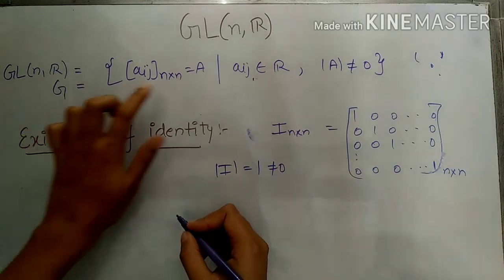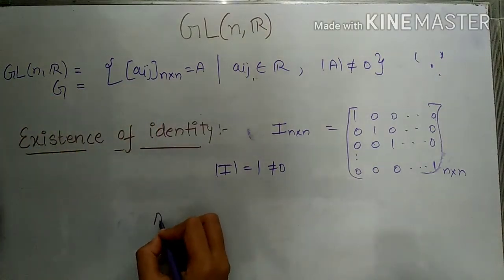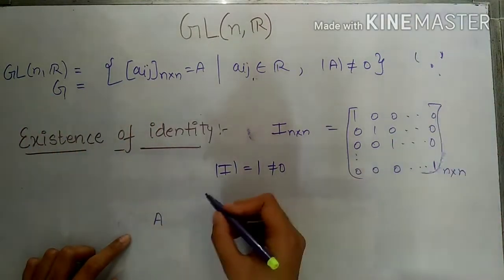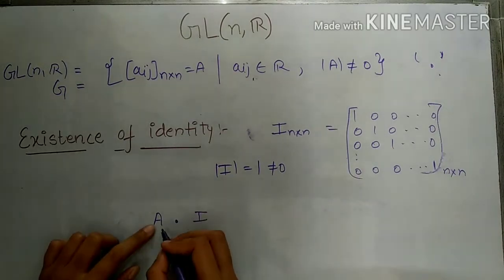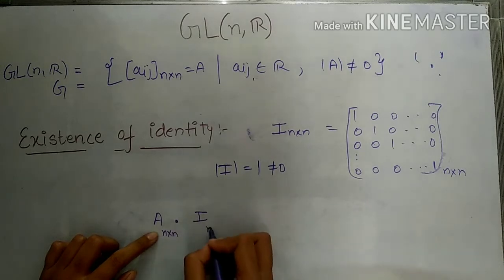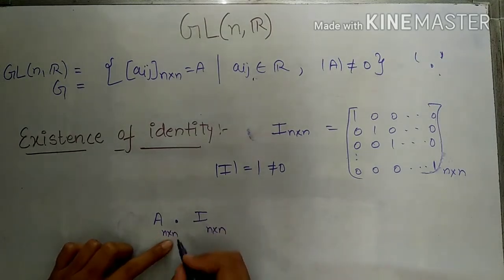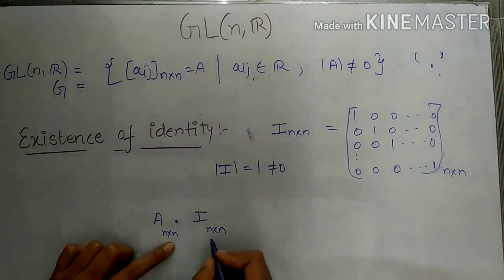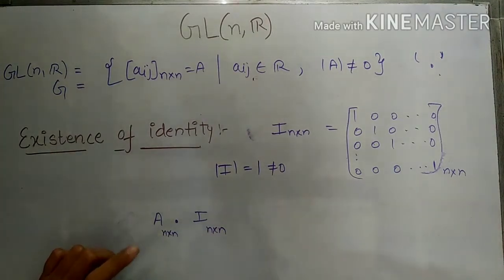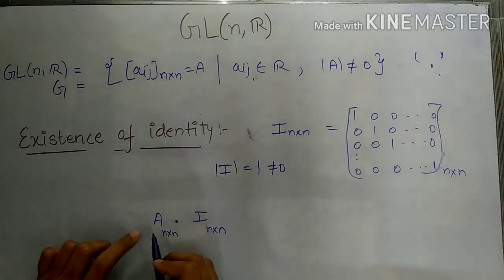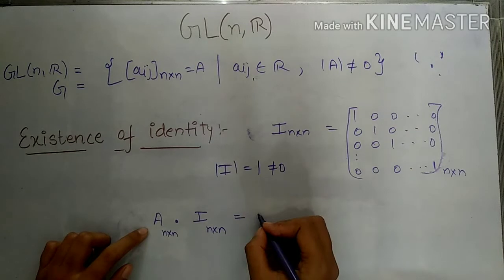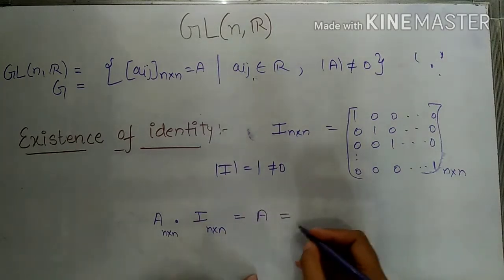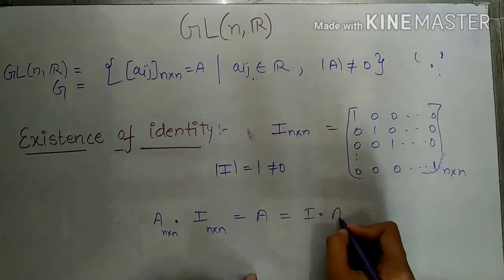If I take any matrix A from G of order n and apply the operation of multiplication with this identity matrix, we know their multiplication is defined because A is an n cross n matrix and I is also an n cross n matrix, and so here the number of columns of A is equal to the number of rows of I. We know multiplication of any matrix with the identity matrix, if it is defined, is always equal to the same matrix A. It can also be written as I into A.